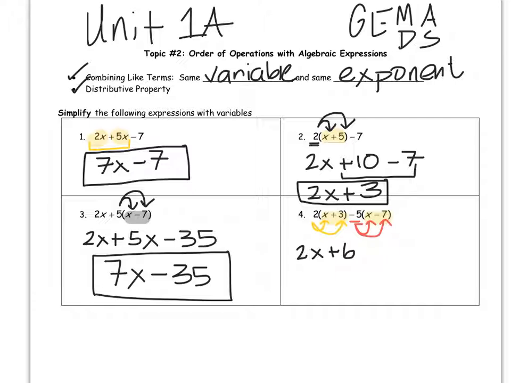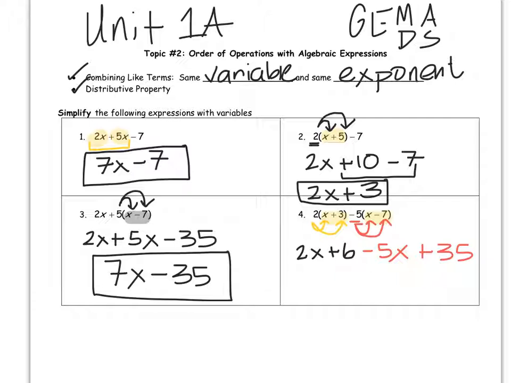So when I write this down, I'm going to keep it in this red font. I'm going to do negative 5 times x. And that gives me negative 5x. And then I'm going to do negative 5 times negative 7. And negative 5 times negative 7 is positive 35.